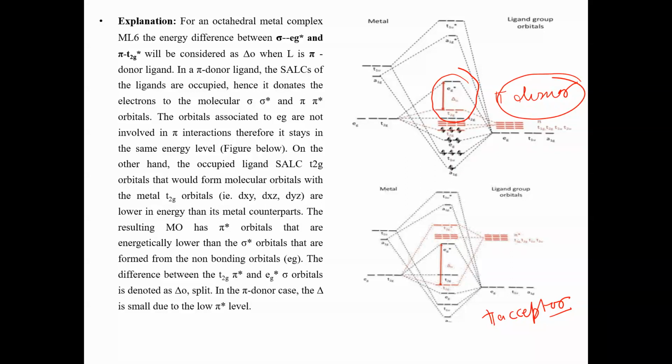But you have to see here, it is pi star. So you can see the splitting here, that is T2G and T2G star. There is a large splitting when it is a pi acceptor ligand. So that's why this gap is also increasing as compared to this one.